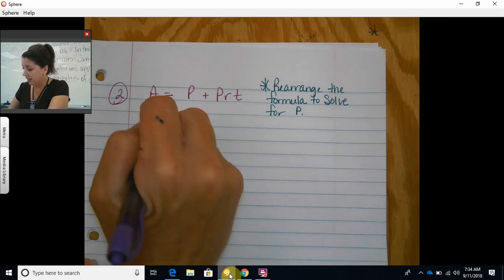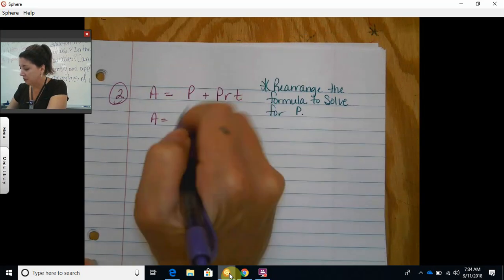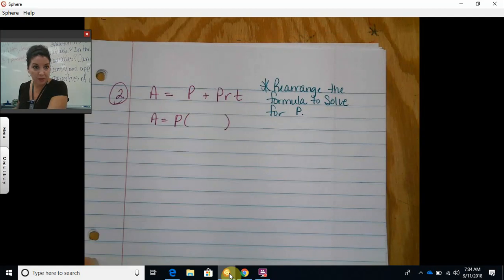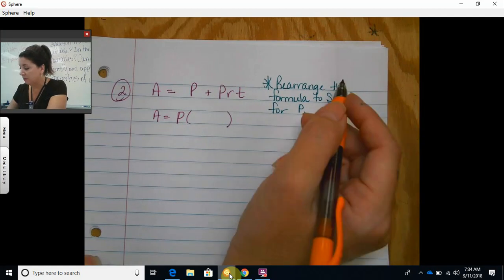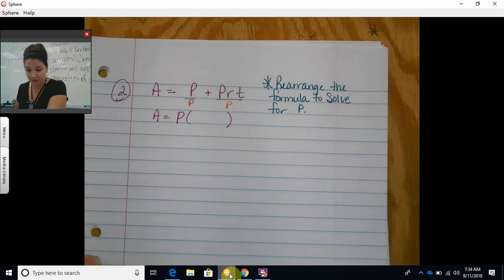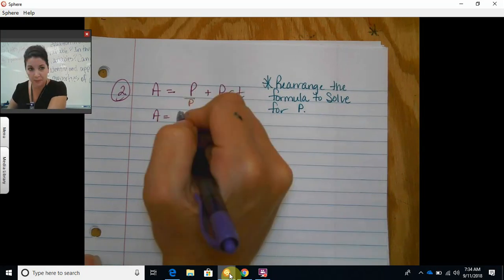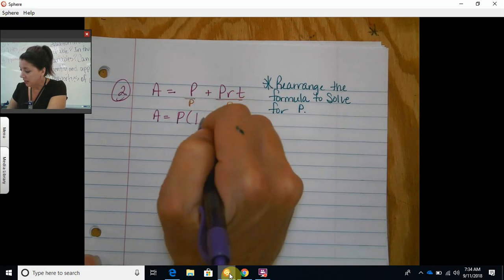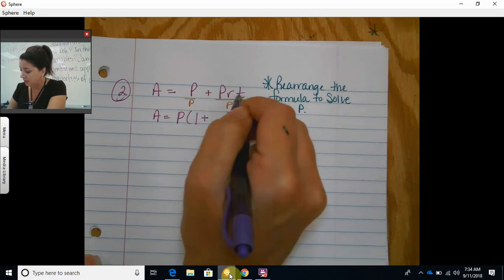So you would have A equals, I want to factor out a P, it's a common factor. So remember, when you're factoring out a GCF, greatest common factor, divide both terms by the GCF. Now what is P divided by P? 1. I can't just say it cancels, and I'll talk about that in a minute. And then positive divided by positive is positive. What's PRT divided by P?